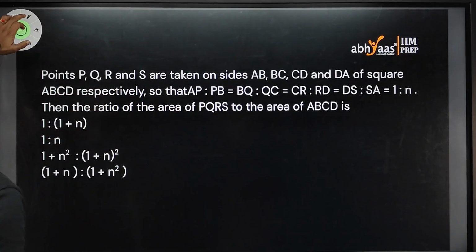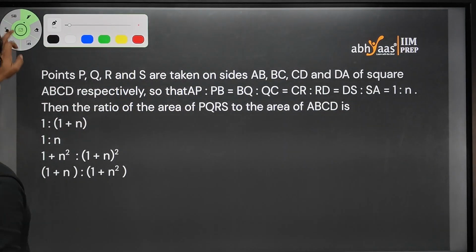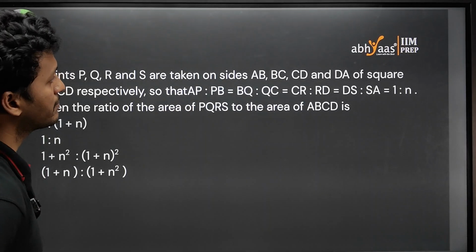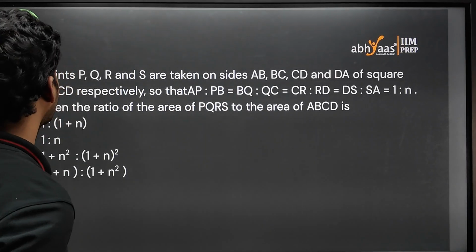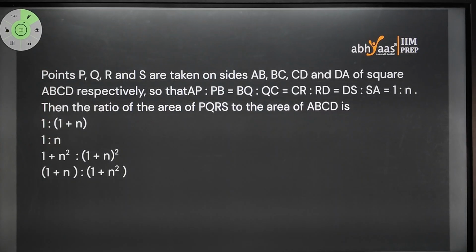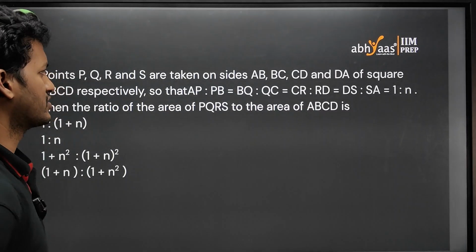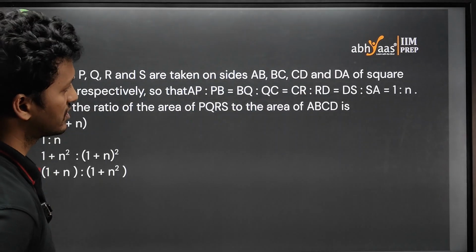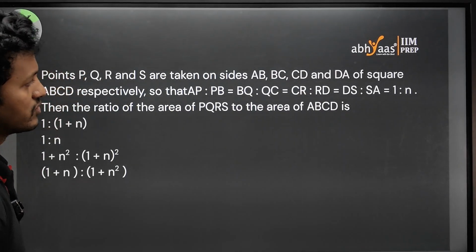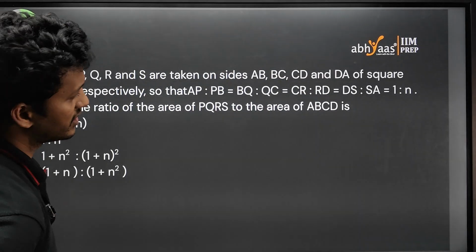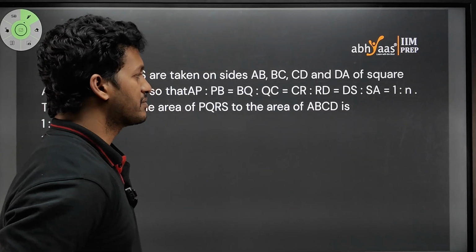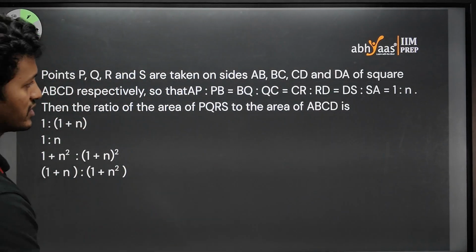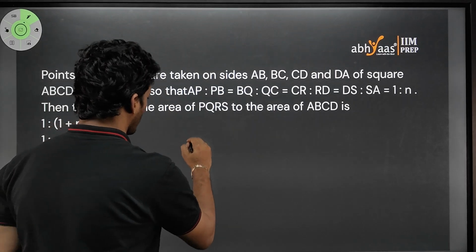Coming to the other polygon question: points P, Q, R and S are taken on sides AB, BC, CD and DA of square ABCD respectively, so that AP is to PB is equal to BQ is to QC is equal to CR is to RD is equal to DS is to SA. That means every line segment is in the ratio of 1 is to n. Then find the ratio of the area of PQRS to the area of ABCD. I think this is a previous year question. So let me draw this diagram.